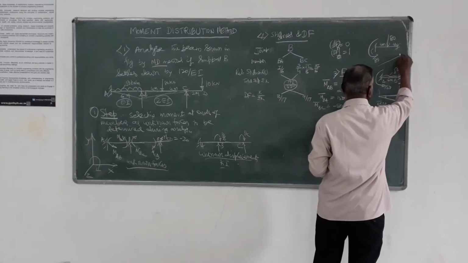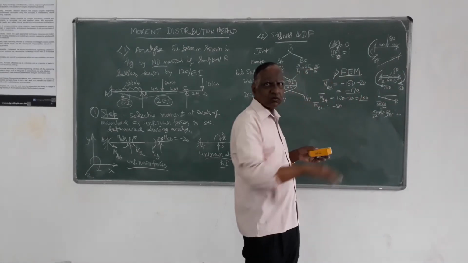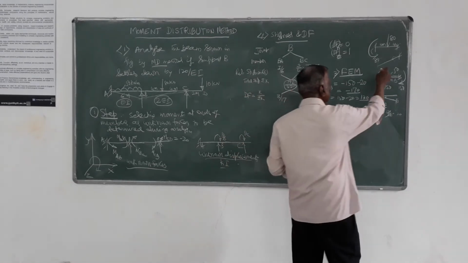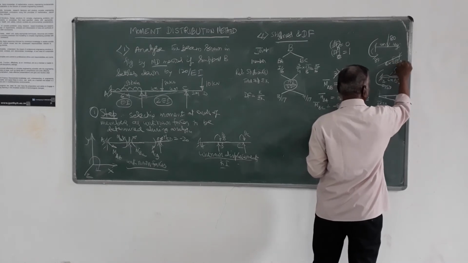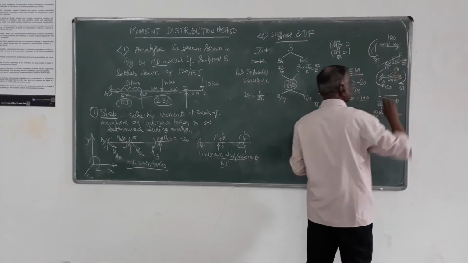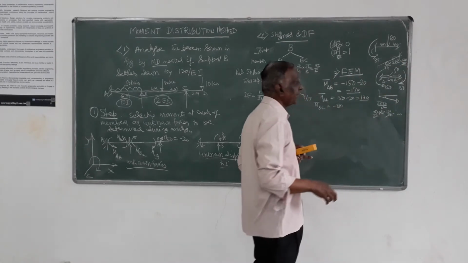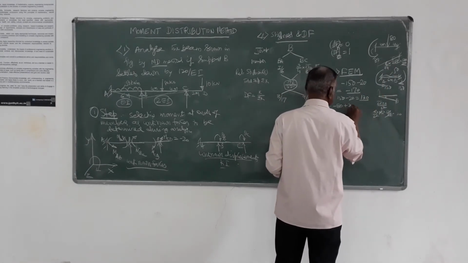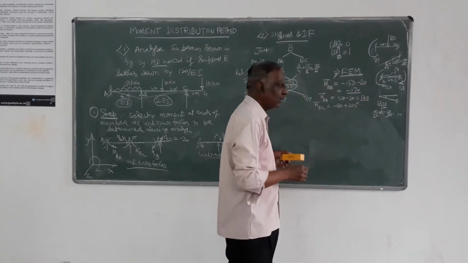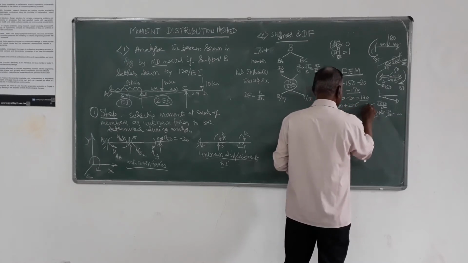Then due to settlement of support, it is like this. This is anti-clockwise, so it is positive. Its value will be 6 into EI, EI is 2EI, delta is 120 by EI, L squared is 8 squared, that is 64. If you simplify, I think it is 22.5. So that is positive, plus 22.5. So this comes to minus 57.5.